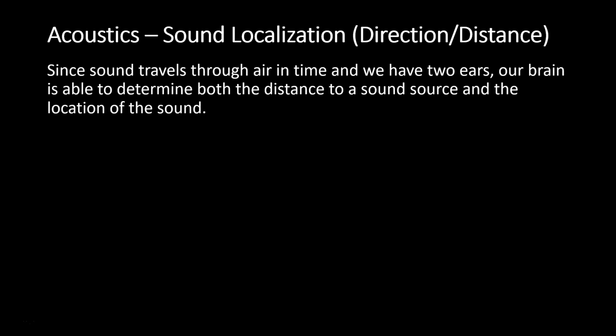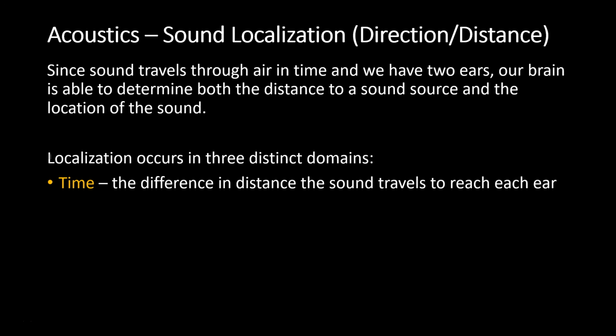So the first thing we'll talk about is sound localization, which is related to the direction and the distance of the sound. Since sound travels through the air in time and we have two ears, our brain is able to determine both the distance to a sound source and the location of that sound source. And this localization occurs in three distinct domains.